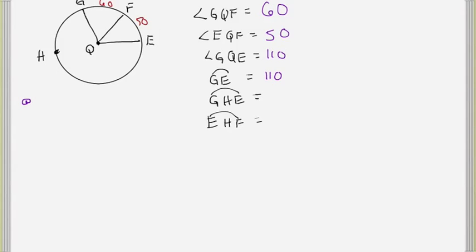GHE, a three-letter name, tells you where to start, where to pass by, and where to end. So start at G, pass by H, end at E, gives you what? 250. I think the easiest way to think about this one is to think about the whole circle as 360 and subtract out what we don't have. We don't have the 110 from the last question. EHF starts at E, passes by H, ends at F, and would be 310. Again, it's the whole circle except for a 50-degree section.